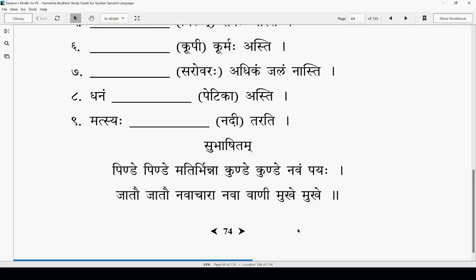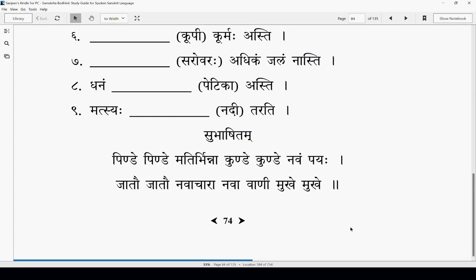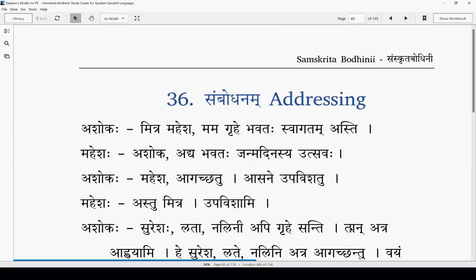Then Nava Vani Mukhe Mukhe. In every Mukha, Mukham means mouth here. Everybody has a different style of talking. So we don't expect everything to be the same.